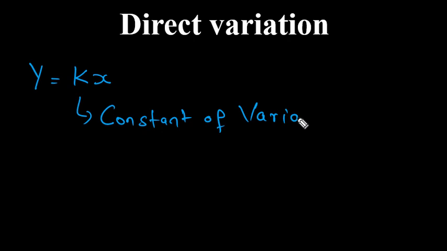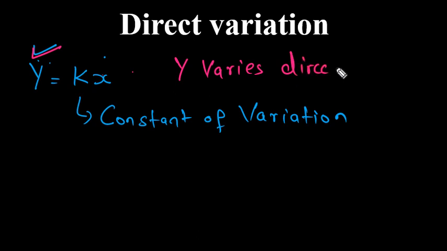In this one, y varies directly as x. When you are reading it as y varies directly as x, and k is the constant of variation.